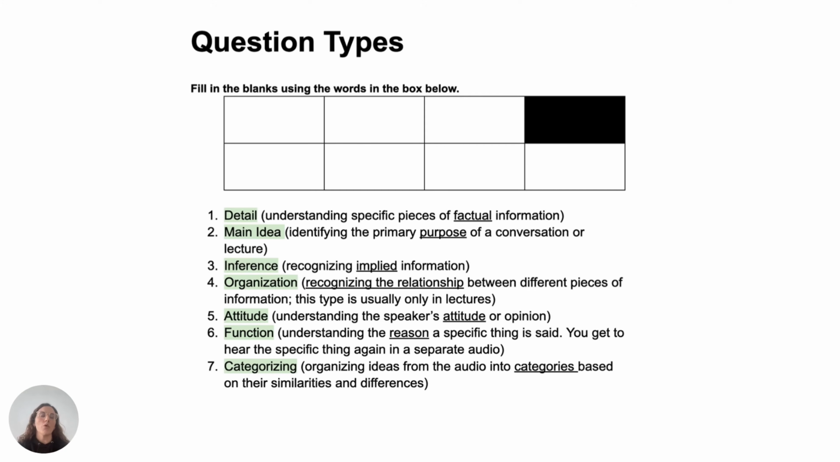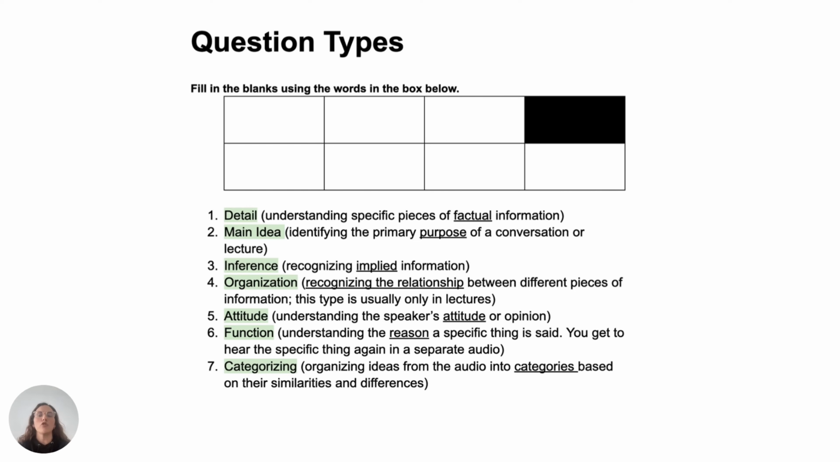Number 4 is organization. This is usually just in the lectures, and it's similar to number 7, which is categorizing. You're putting ideas from the audio into categories based on their similarities and differences. Number 5 is attitude, understanding the speaker's attitude or opinion. Number 6 is function, understanding the reason a specific thing is said, the function of a phrase or a sentence.